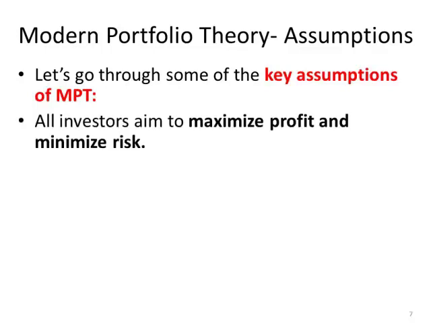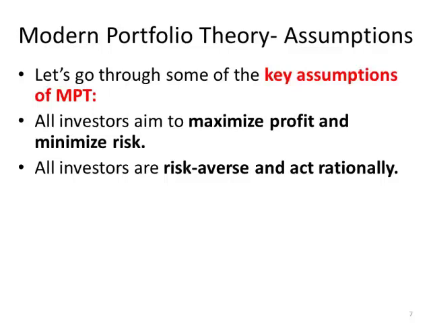So the first assumption is that all investors aim to maximize profit and minimize risk. And this intuitively should seem quite reasonable, right? We want to increase our returns as much as possible. That makes sense, and we also want to have as little risk as possible. So that also makes sense. So at first glance, this seems quite straightforward.